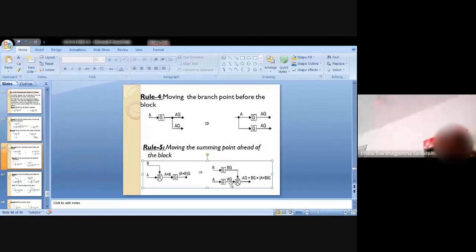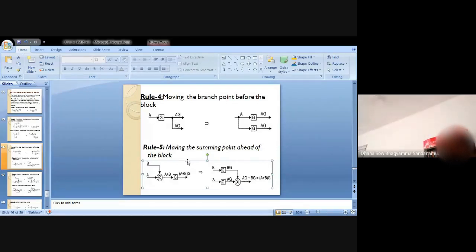I must add something in such a way that when I add AG, I want BG. AG plus BG is what I want. Since I want AG plus BG, I need one more G block here, so that the output of this block will be BG. When these two are added, I will get AG plus BG. So the final output has not changed, and the initial inputs have not changed.